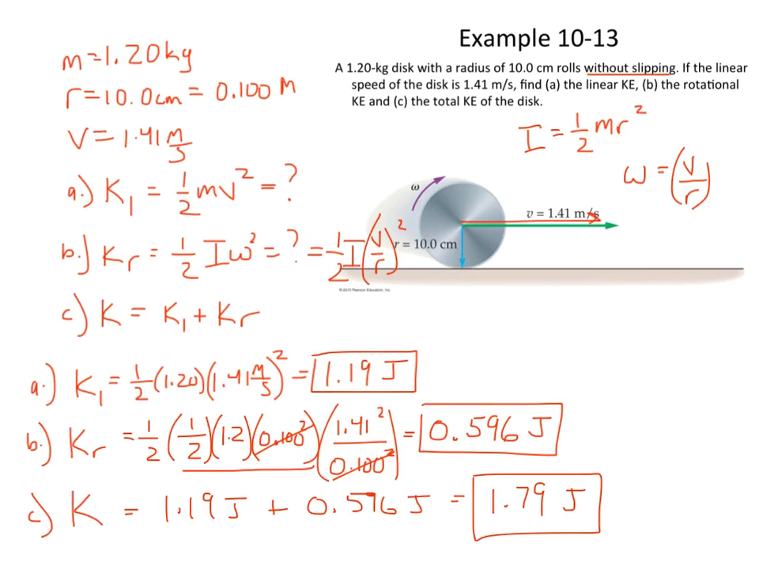So we know how to find linear kinetic energy. That's easy, we've done that before. The new kid on the block is the rotational kinetic energy: 1/2 times your moment of inertia times your angular velocity squared, or v squared over r squared. Add them up together, and that's your total kinetic energy, which is about 1.78 joules.